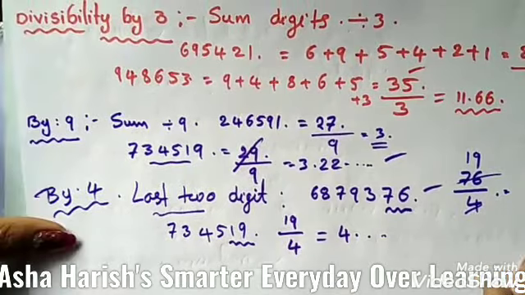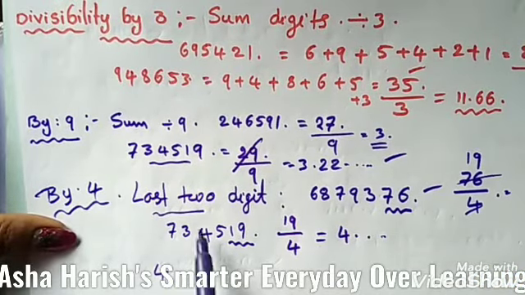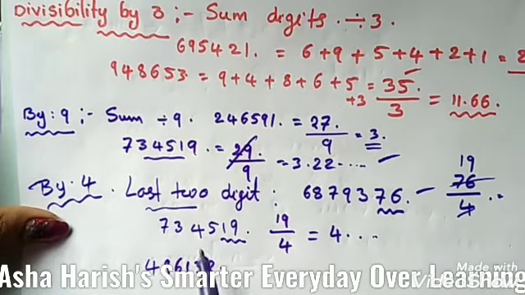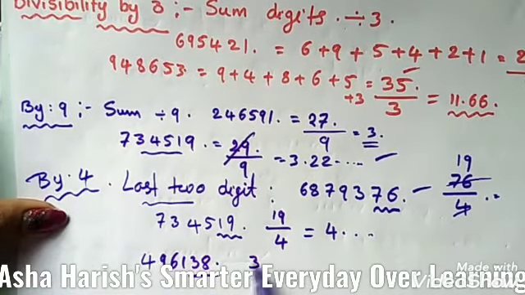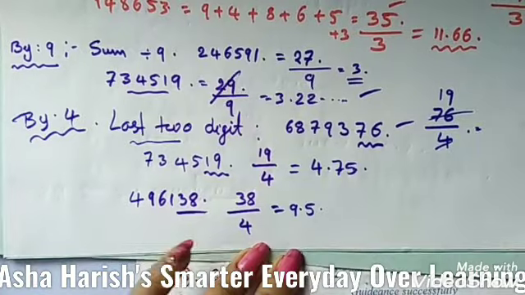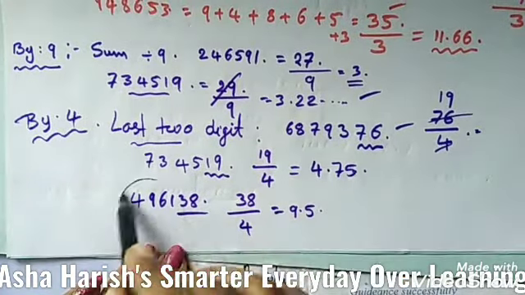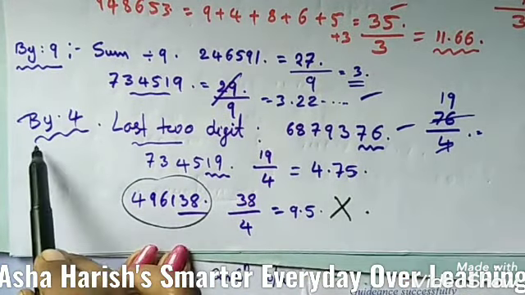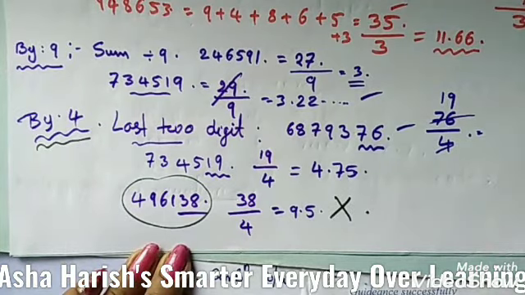Okay, let us see the next example here. Divisibility rule of 4. 496138. If you take the last 2 digits, 38 by 4 is 9.5. So this number is not divisible by 4. Let us go for the next one. Divisibility by 5.